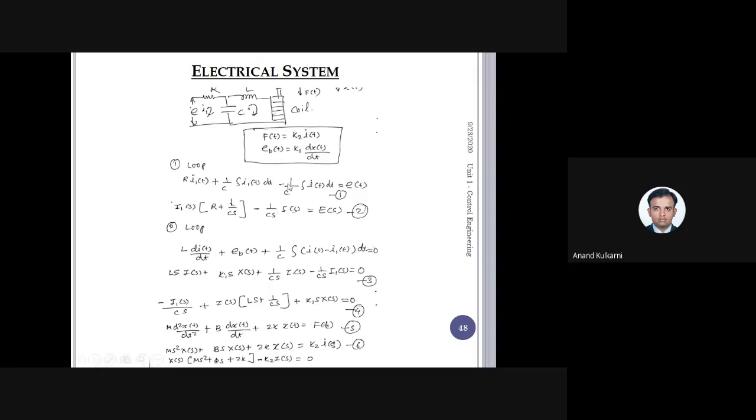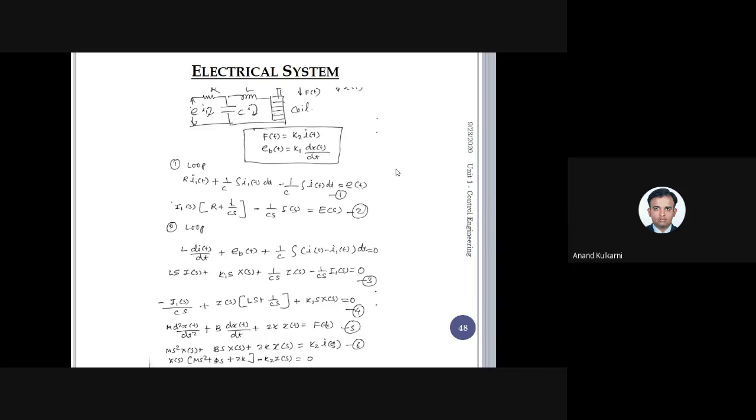Then the second equation is EB, which is called back EMF, is equal to K1 into dx by dt, where x is the displacement of the mass and dx by dt is the velocity of the mass. So the back EMF is proportional to the rate of change of displacement, or velocity. The constant of proportionality is K1. It is given in the book also. These two are given as a hint.